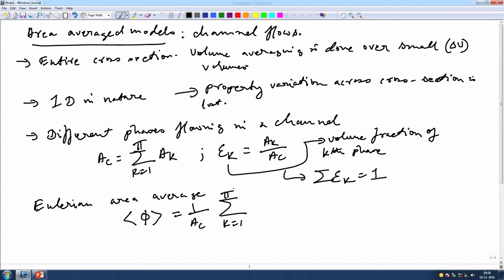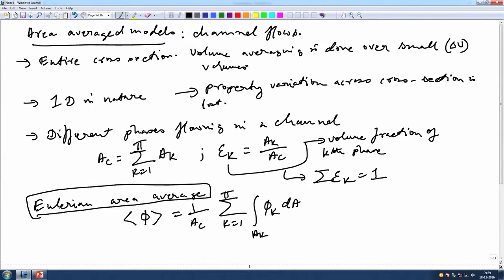and we will have a small tutorial where we will show some example problems of how this area averaging and volume averaging works, and that we will do later. So, it is basically nothing but this. This is the Eulerian area average of any particular quantity that you may be interested in.